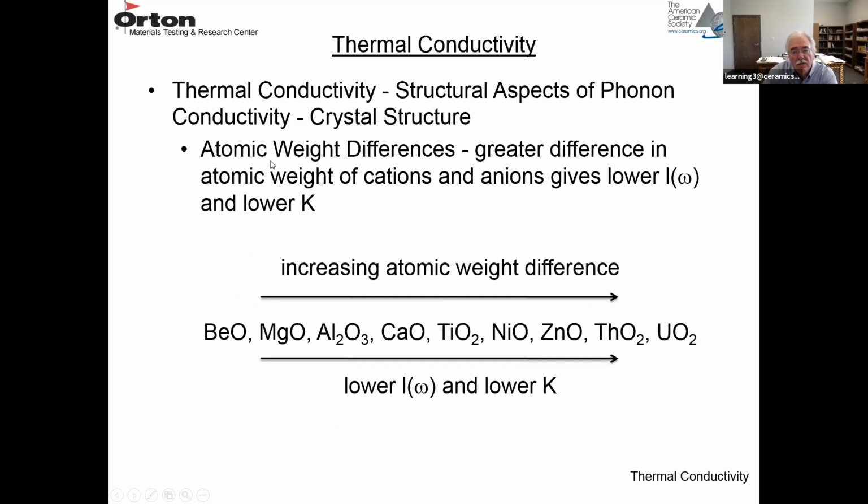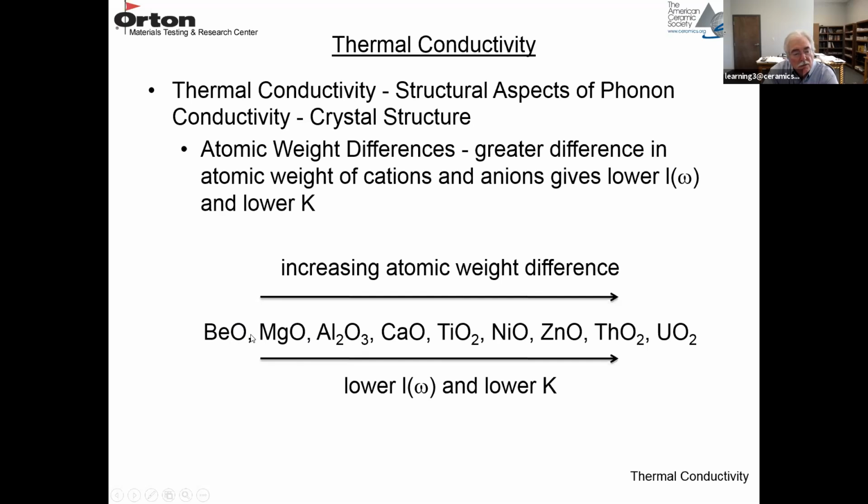Another thing that affects the conductivity is atomic weight differences. So two atoms that have a greater difference in atomic weight are going to give a lower mean free path and a lower conductivity. A high conductivity material, even higher than MgO, is BeO, beryllium oxide.